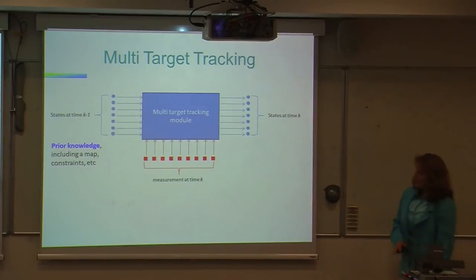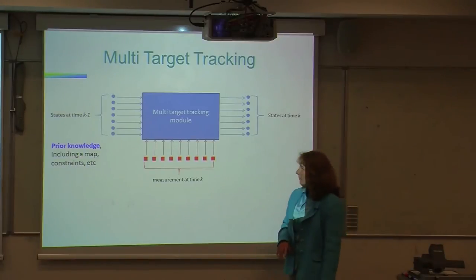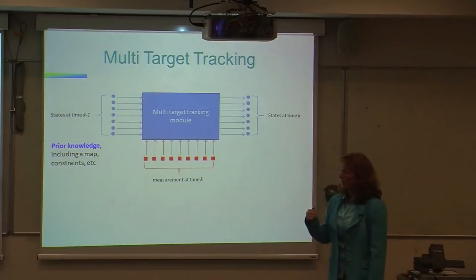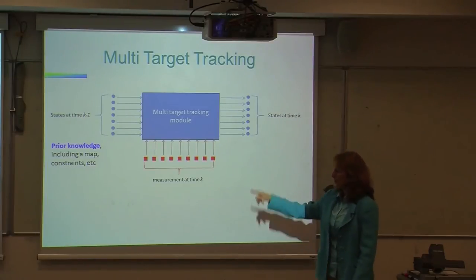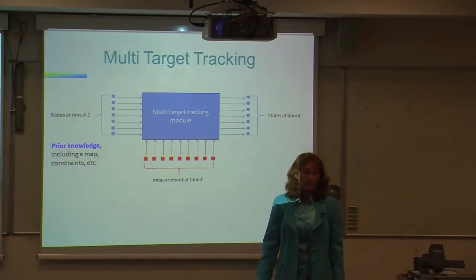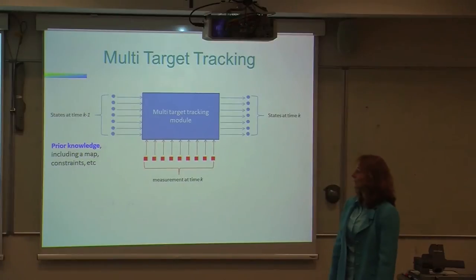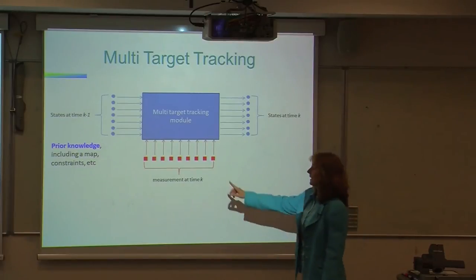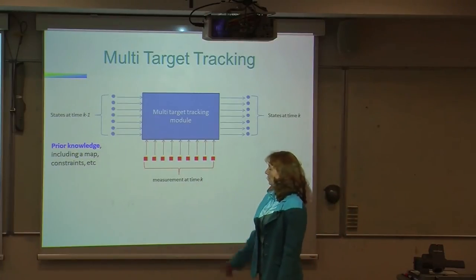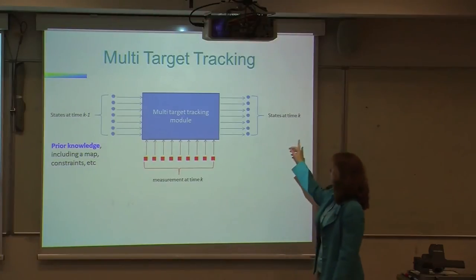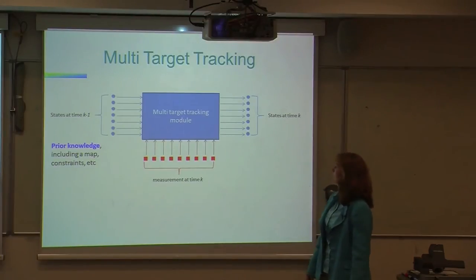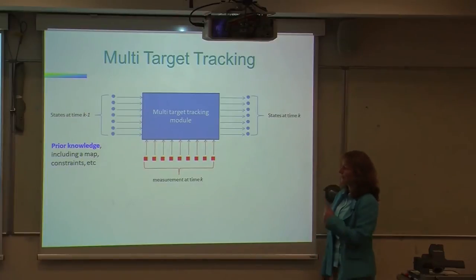In multiple target tracking, typically we have motion models, so we model how the object of interest moves. Then we have a sensor model. We use our prior knowledge. If we know something about the map, Google Maps or any information about constraints, we can use it. Then we have measurements, and based on them we can predict the state at the next time moment k.